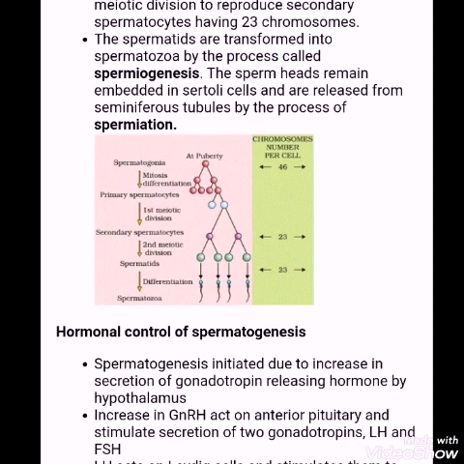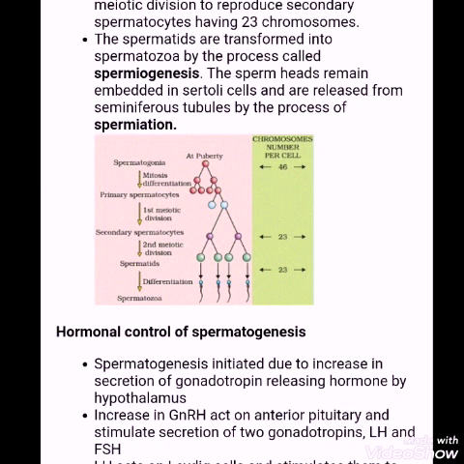Now this spermatogonia does meiotic division or meiosis. By the meiosis process, this spermatogonia produces 4 cells of 23 chromosomes. They are known as spermatocytes. Spermatocytes are converted into spermatids, and spermatids differentiate or become mature to form spermatozoa, that means sperms. The process of transformation of spermatids into spermatozoa is known as spermiogenesis.